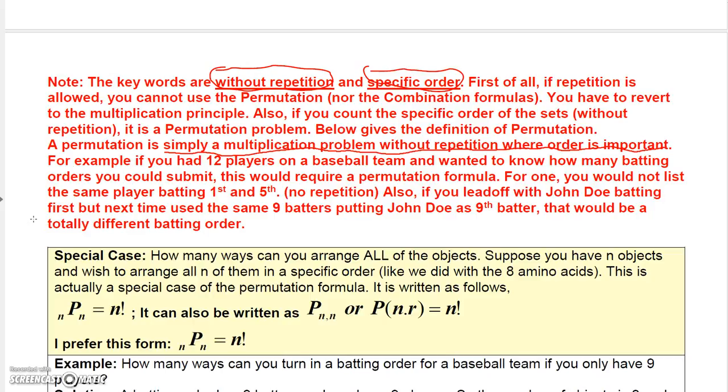So really what we're going to learn here is that when the order matters, it's a permutation. Now if order doesn't matter, then you're only worried about the number of subsets that you can get, and that's called a combination. And I'll finish this on the next video.